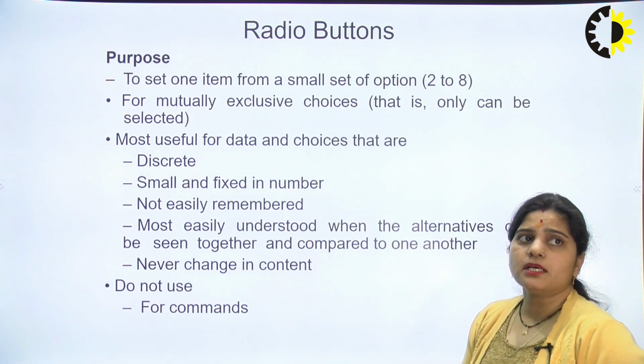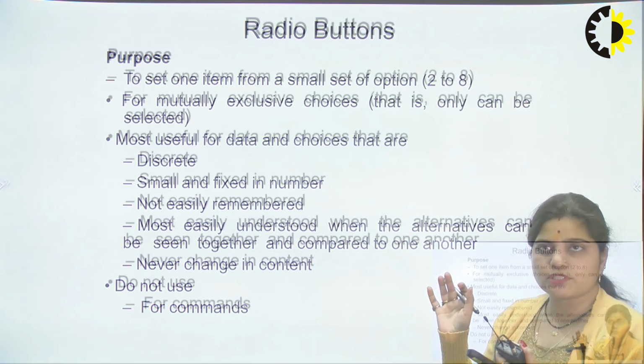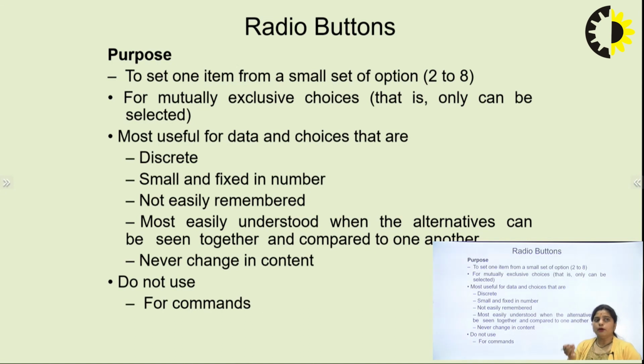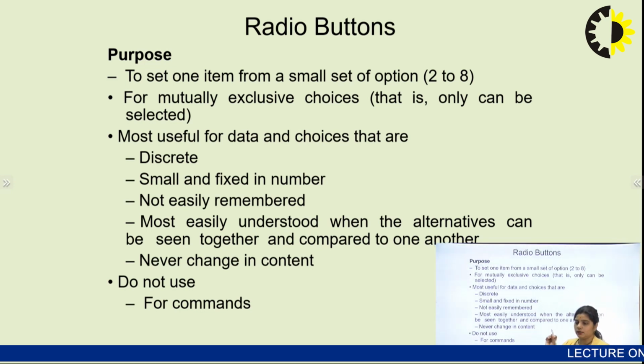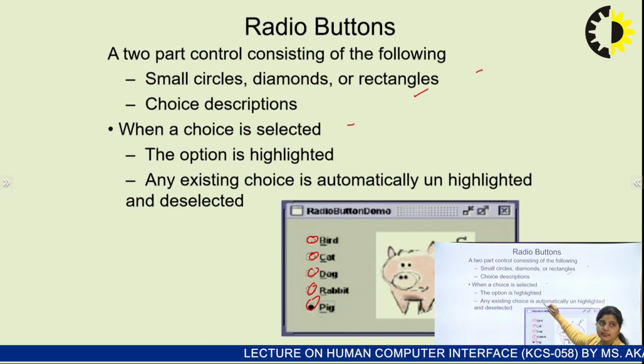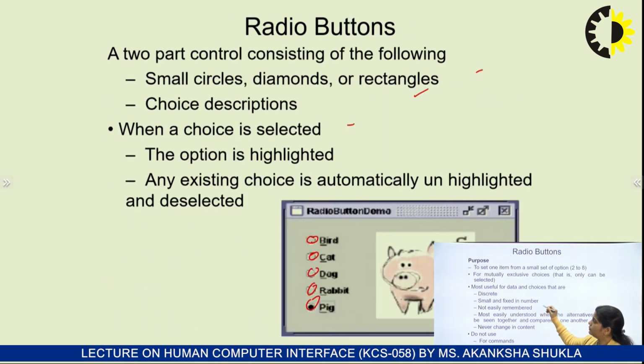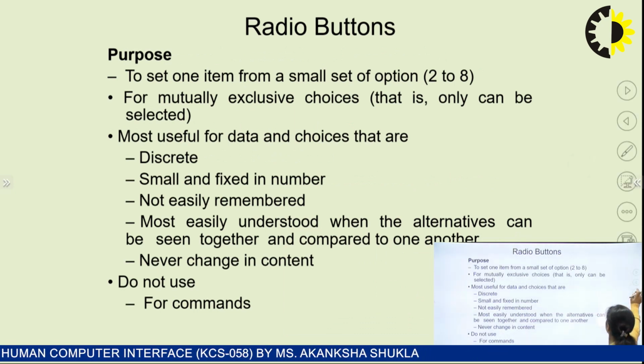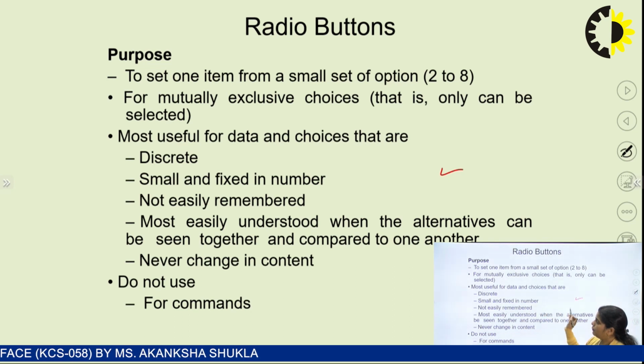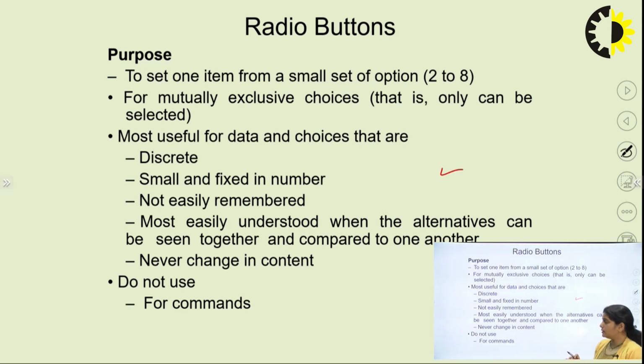The purpose of a radio button is to set one item from a small set of options. From a small set of options, say 2 to 8 options, we have to select only a single item which is most appropriate for that particular selection. For mutually exclusive choices, only one can be selected; apart from this selection, the rest are not feasible. Most useful when the data and choices are discrete, small, and not easily remembered, most easily understood when the alternatives are seen together and compared with one another, never change in content, and not used for commands.